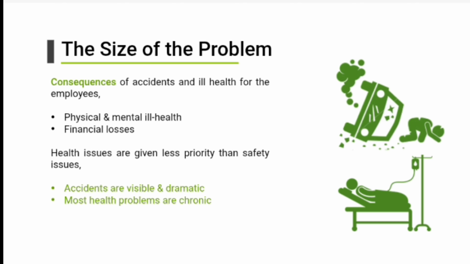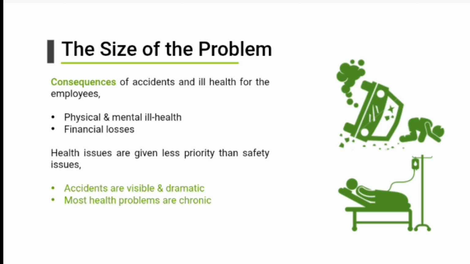Despite the serious consequences of ill health, it is often given less priority than safety issues. This discrepancy arises because accidents are more visible and dramatic. When an accident occurs, it's immediately evident that action needs to be taken to prevent similar incidents in the future. On the other hand, many health problems are chronic in nature, developing slowly over time. These health issues may not show immediate visible symptoms, making them less noticeable and, unfortunately, sometimes less of a priority.